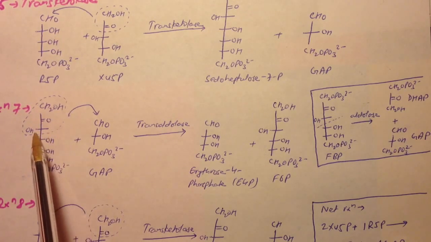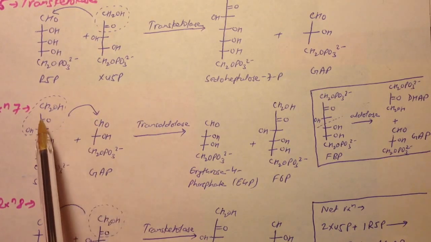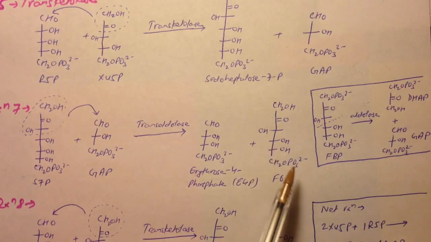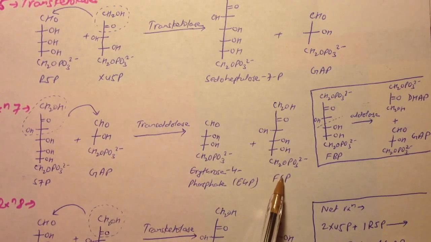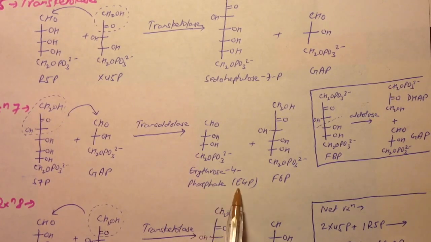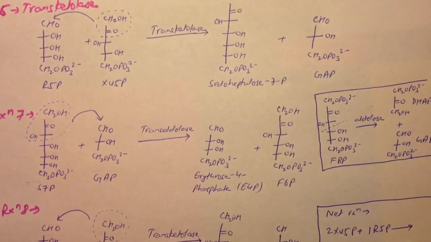after this carbonyl carbon, takes it and puts it on the top of glyceraldehyde 3-phosphate, and when it puts it on the top, this CHO changes into an OH and it makes fructose 6-phosphate, and this remaining molecule makes erythrose 4-phosphate. So that's reaction 7.